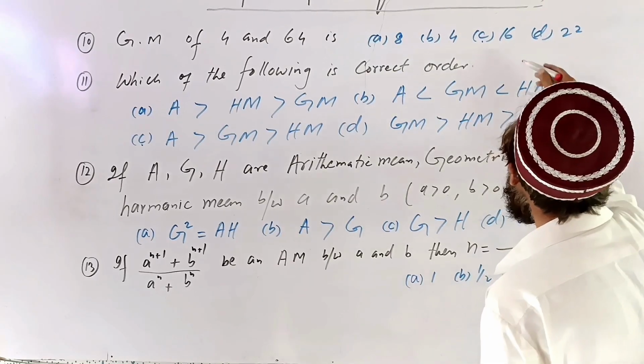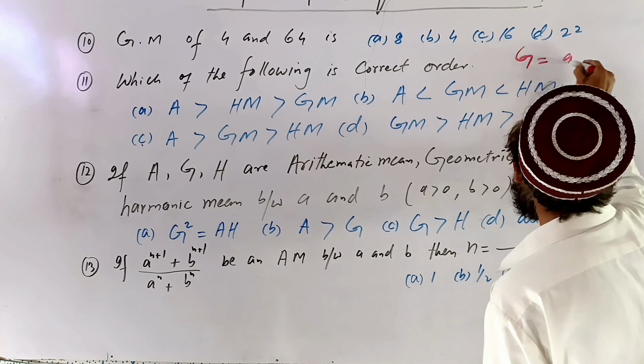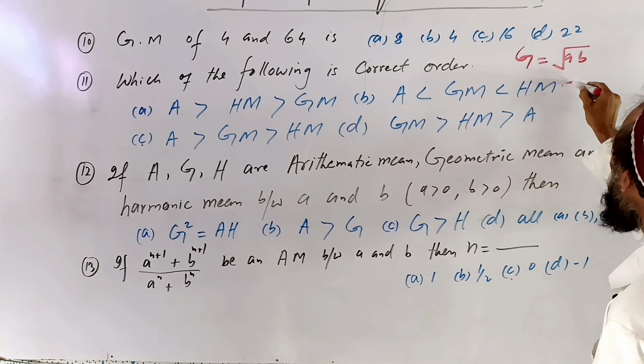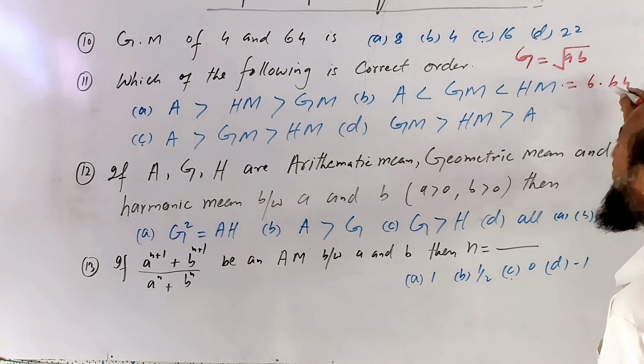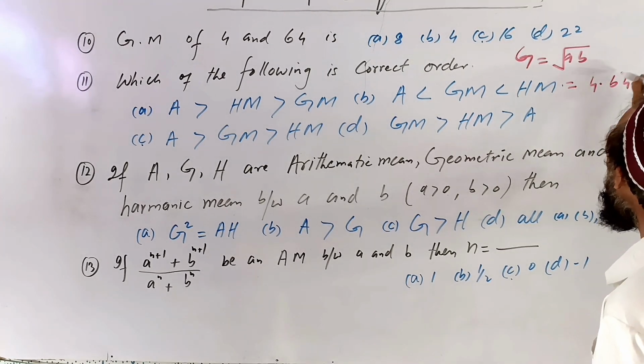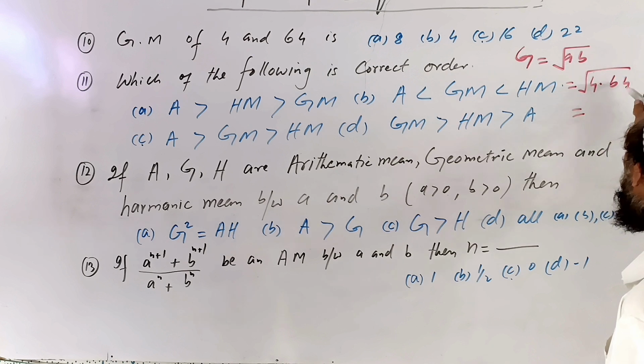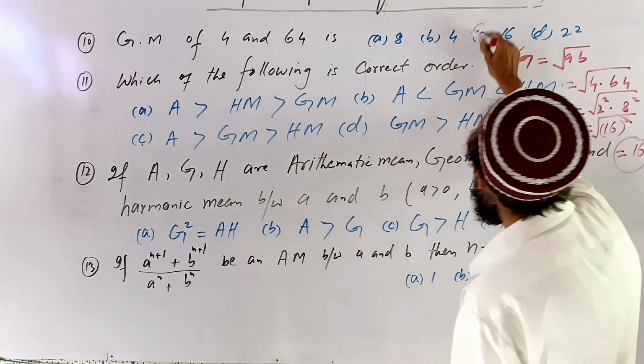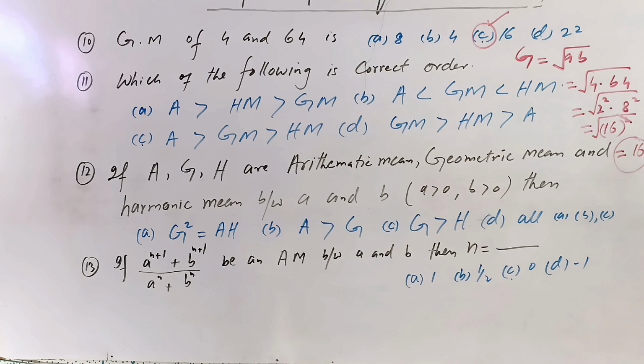We know the geometric mean of two positive integers is the square root of ab. If we put the result here, 4 and 64, so we will get 2 squared and 8 squared. We can write the shortcut, and 16 squared we can write. This will be cancelled, so the result will be equal to 16. 16 is the correct option according to this formula, geometric mean.